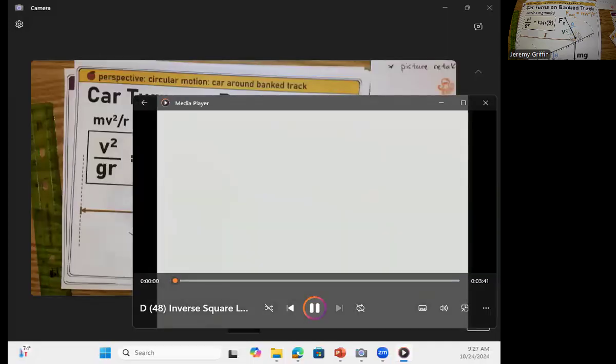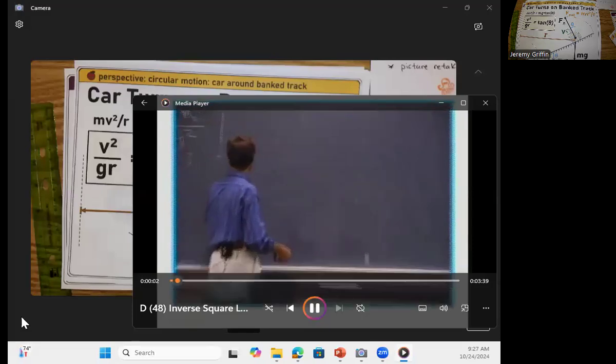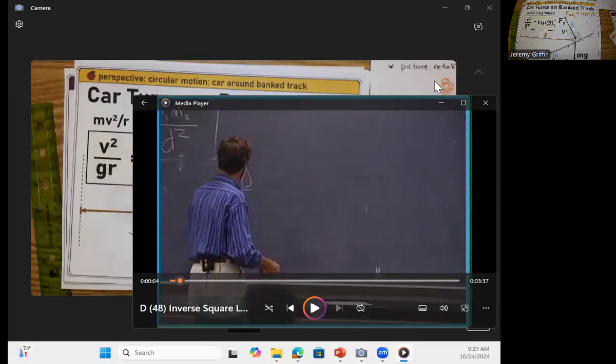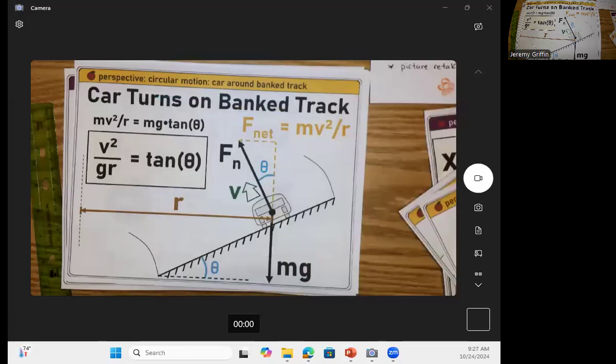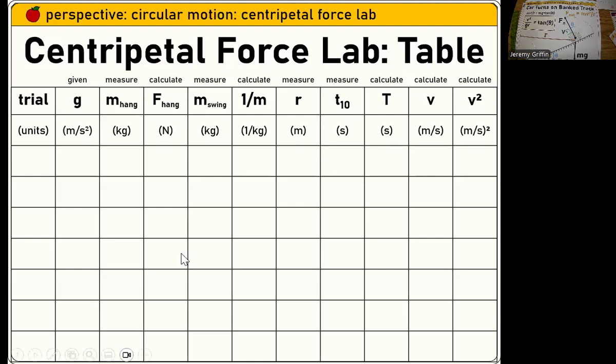Let's see. I do have some Paul Hewitts, but my sound's not working right now. I don't know what's up with that. So here's what we do instead: I've got some posters for you guys. Let's do some posters.